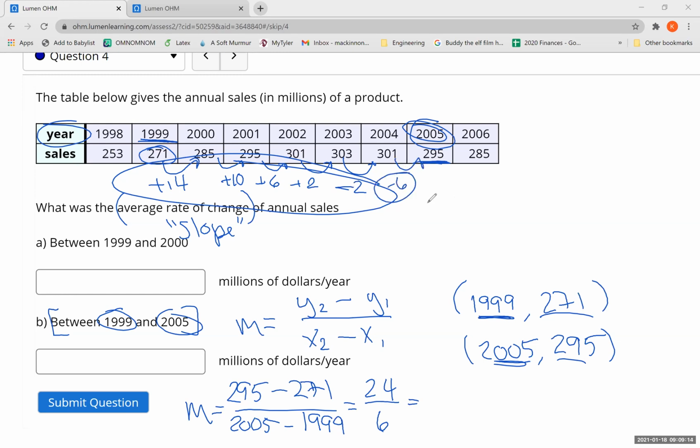Oops, doy. So then that's going to be a delta of 24. And I performed that delta over 6 years. So that's going to be 24 over 6, which is 4. I was testing you. Sorry about that.